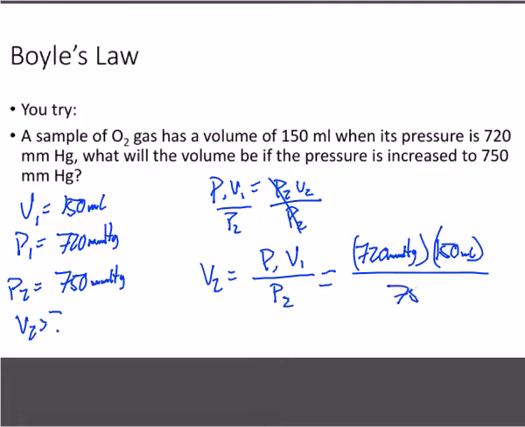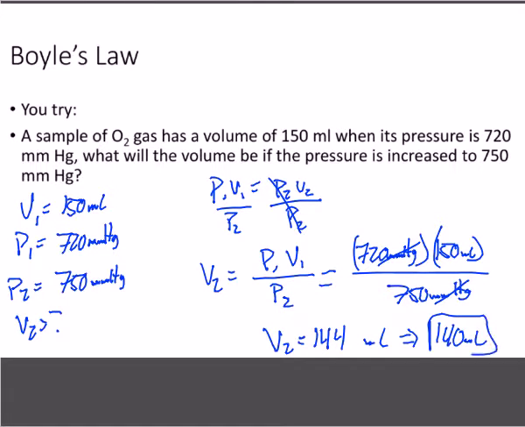All right, so plug in all those values that we wrote down. Cross them out. Milliliters will be our unit, which is a good volume unit. 720 times 150 divided by 750. How many sig figs should we report our final answer to? 2, because they all have 2 sig figs in there. There's no decimal, so that 0 is not significant. So, what's our answer without it being rounded? 144 milliliters. So when we round it to correct sig figs, 140 milliliters.